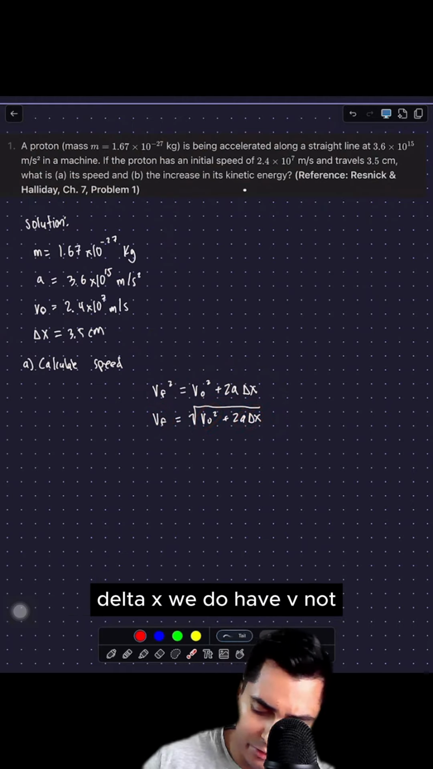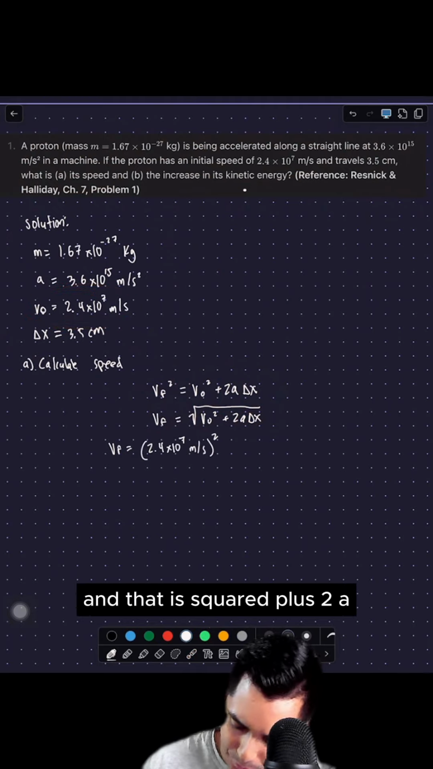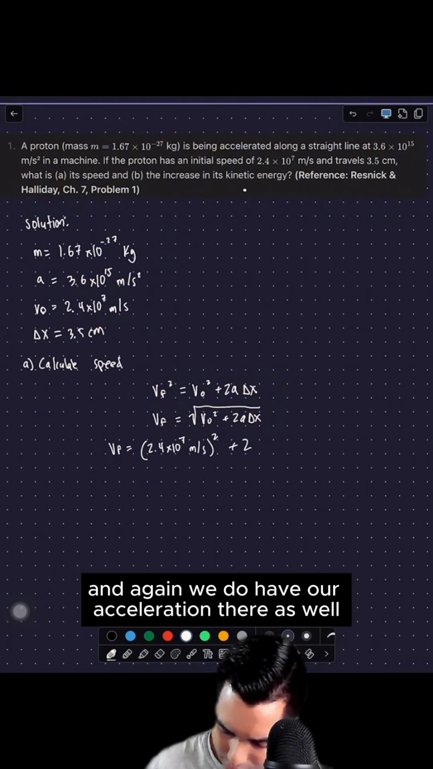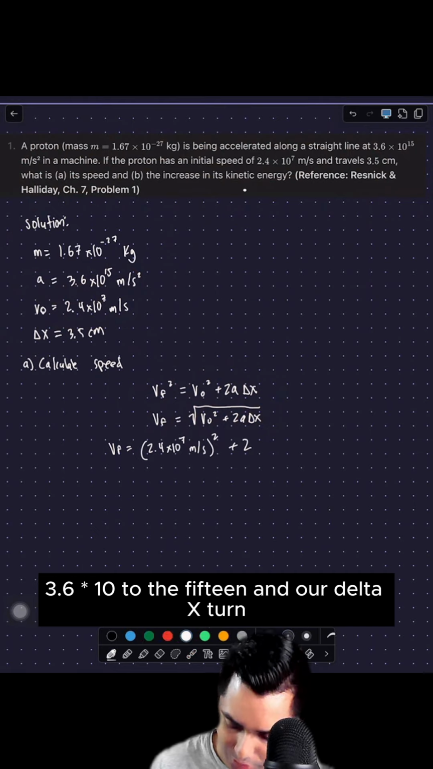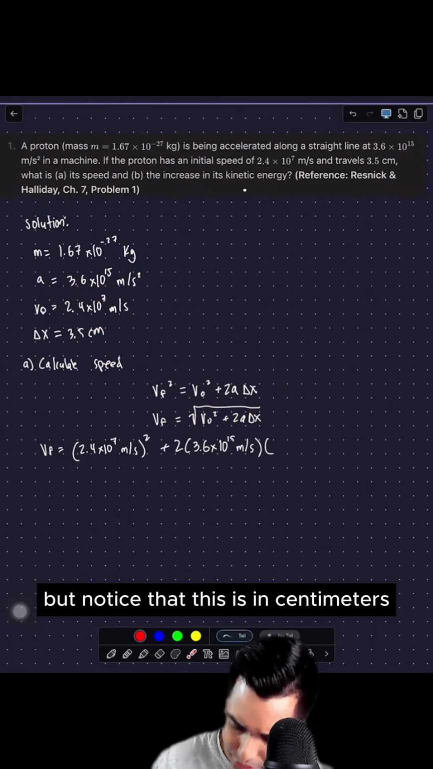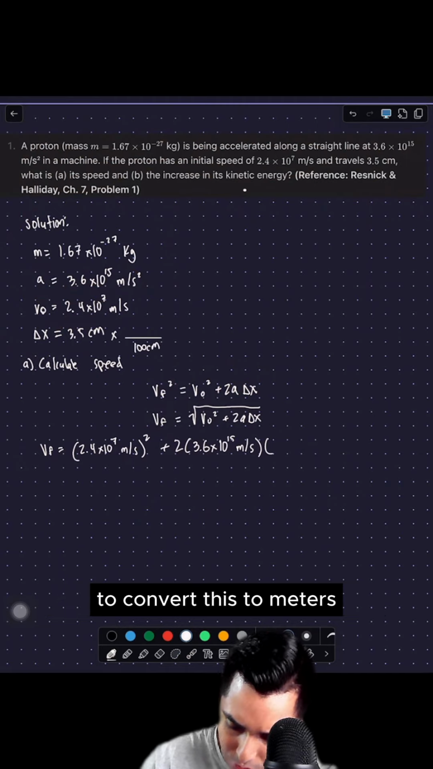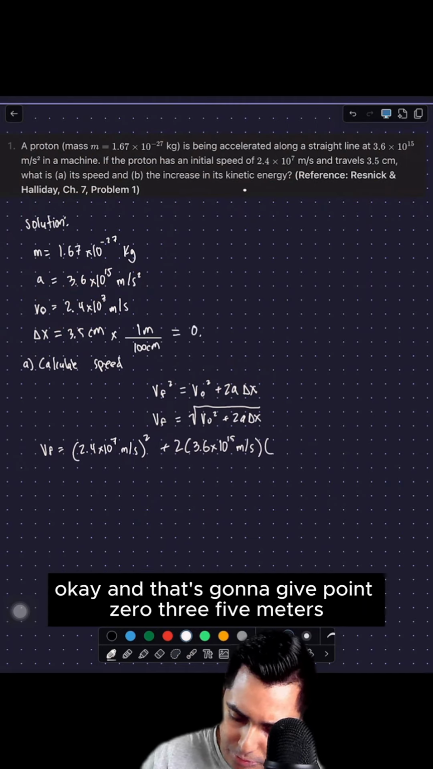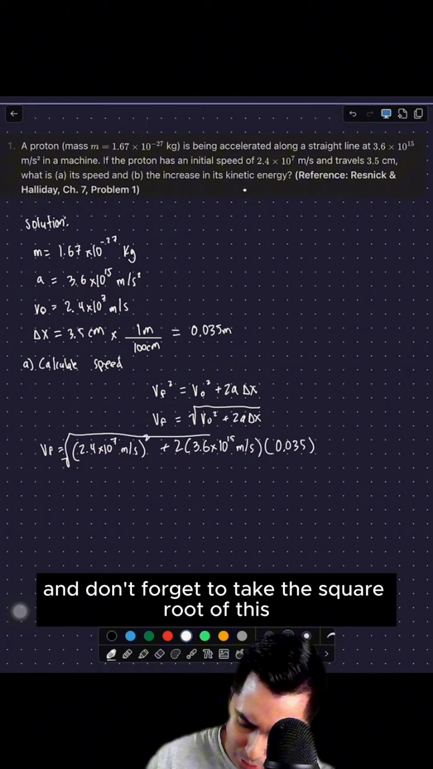We do have v naught, that is 2.4 times 10 to the 7, and that is squared, plus 2a, and again we do have our acceleration there as well, 3.6 times 10 to the 15, and our delta x term. But notice that this is in centimeters, so we're going to divide this by 100 to convert this to meters. That's going to give 0.035 meters, and then we plug this in right here, and don't forget to take the square root of this entire thing.